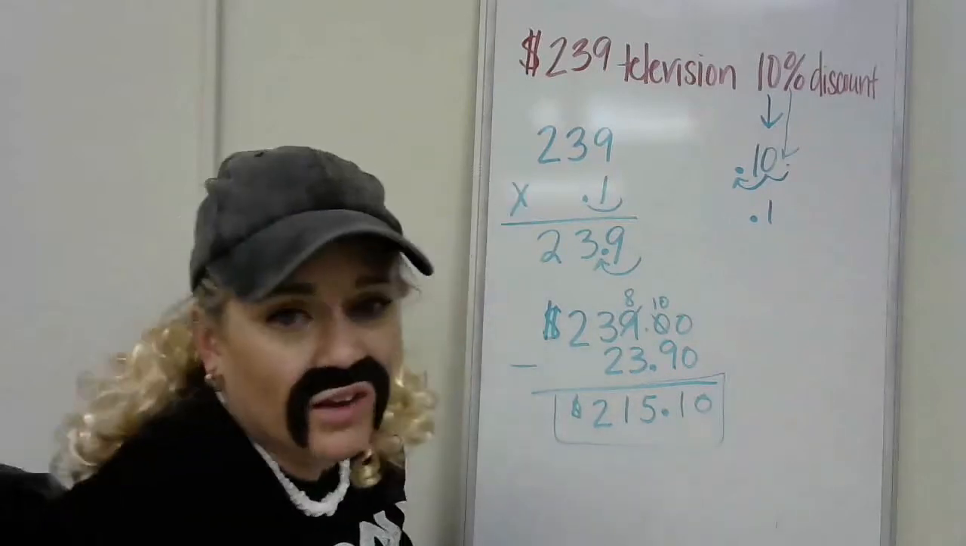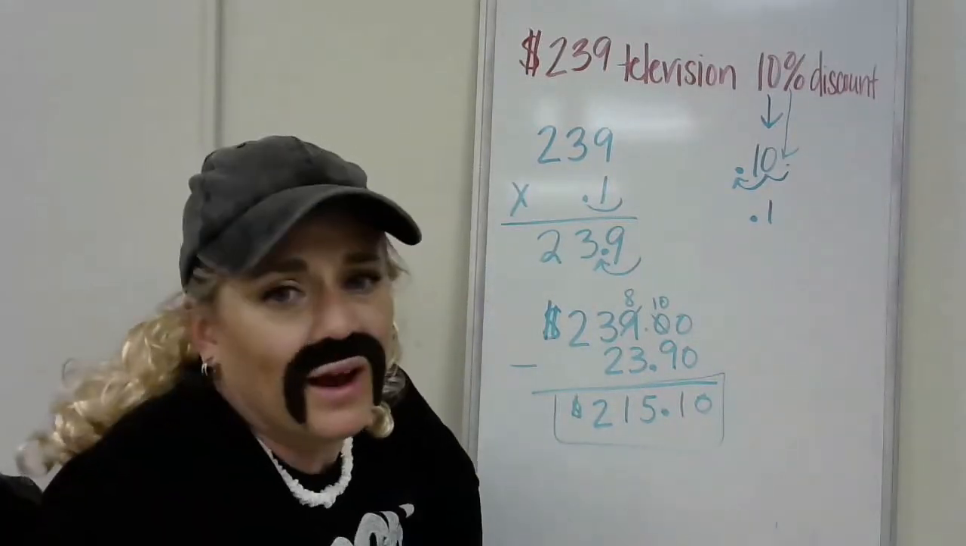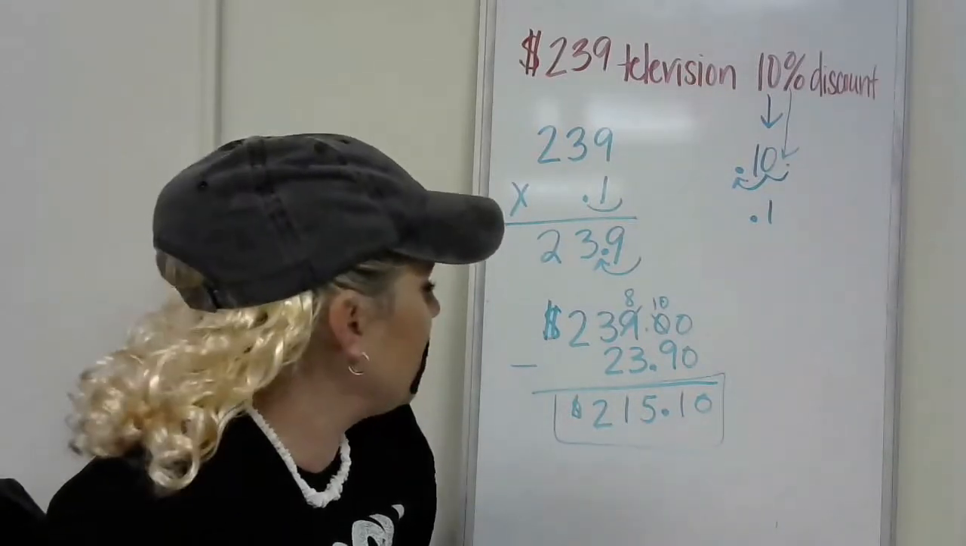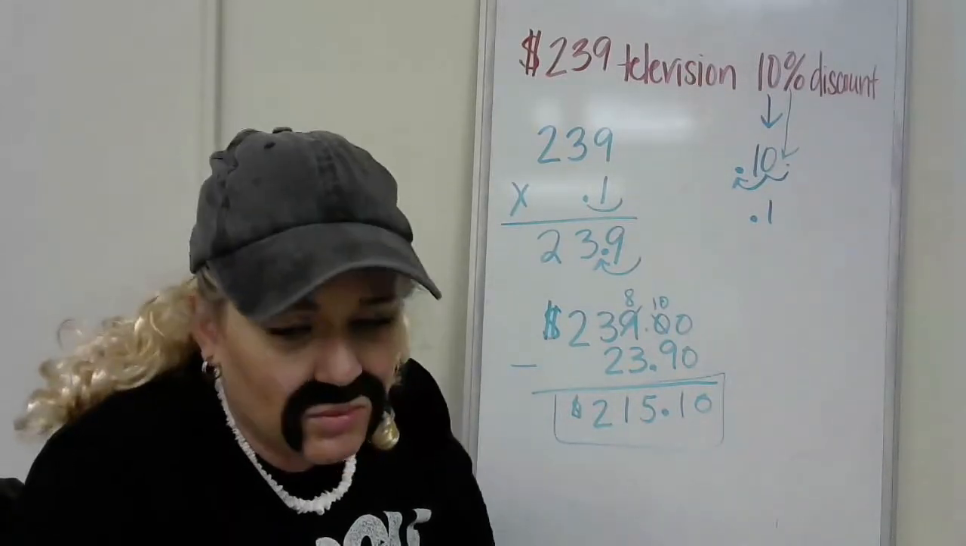That's a good deal, y'all. That's a real good deal. I don't even sell my Tigers for that much. You got yourself a $239 television, you get it for $215.10. You can't get much better than that.